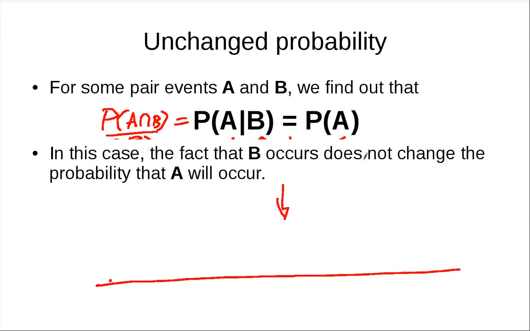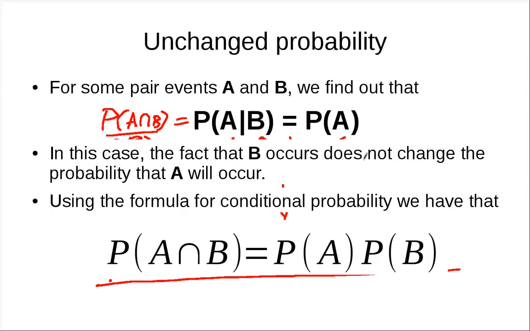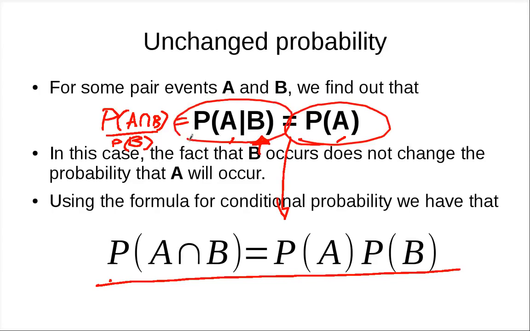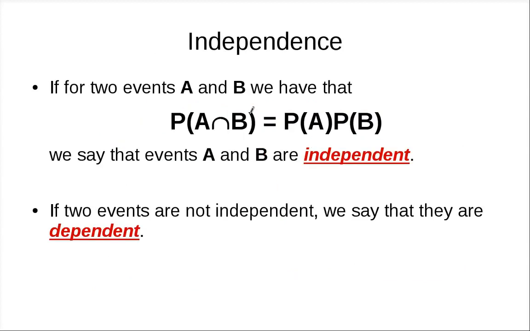Okay, so if you look at this, P(A) has some probability of occurring, and after you know that B occurs, it doesn't change that, right? So it means that they are not, in some sense, related. That's why we say they are independent. If this is true, then we say these two events are independent. If they are not independent, we say that they are dependent. So this is clear, right?